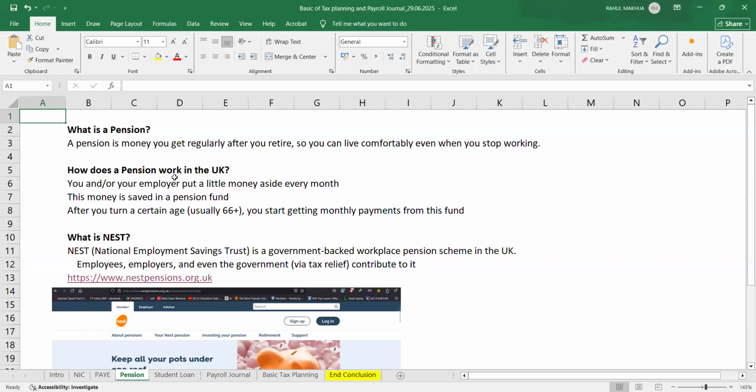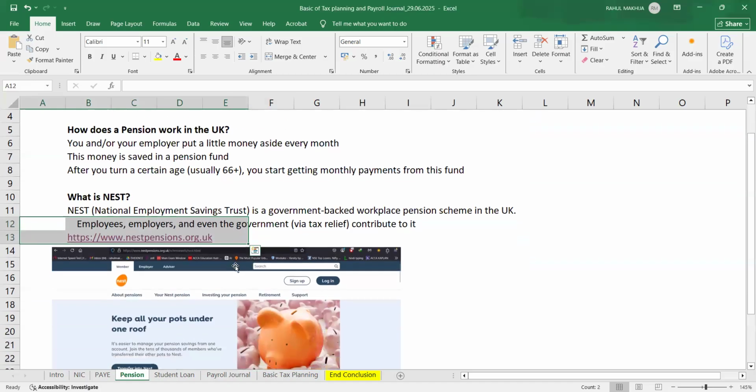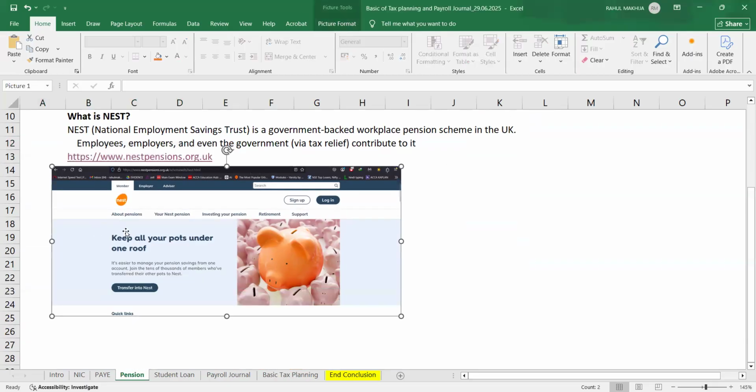In the UK, there is a body known as NEST. NEST is the National Employment Savings Trust, which is a government-backed workplace pension scheme in the UK. Employees, employers, and even the government via tax relief contribute to it. Here's the link for the NEST pension organization. While performing live jobs, in the description for the pension payments, you always get the description named NEST. Here is how the NEST website looks.